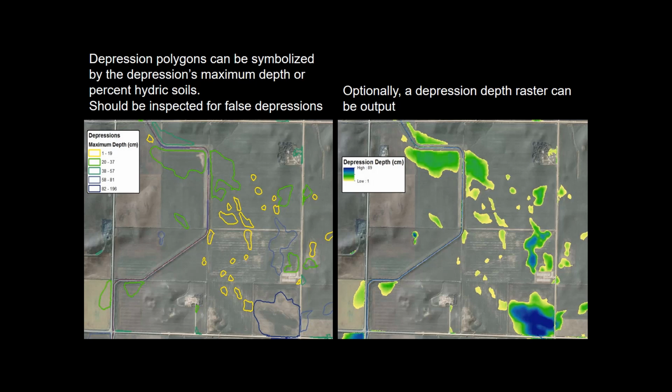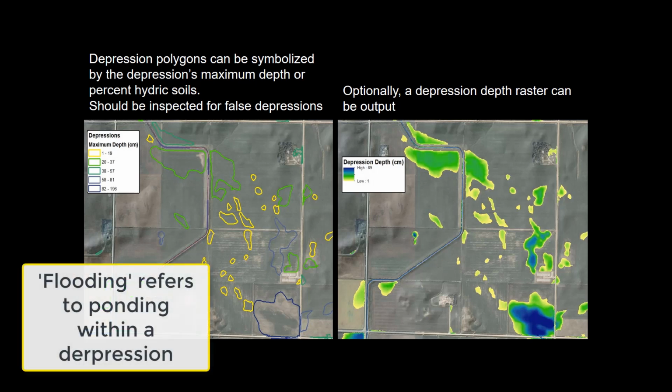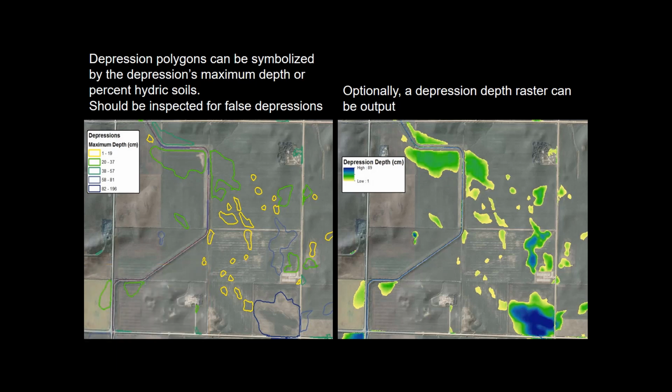The polygon output can be symbolized to show the maximum depth of the depression or the percent hydric soils within a depression, which can provide valuable information for flooding opportunities. The depression raster is also output, which can be valuable for seeing the depth of a depression.